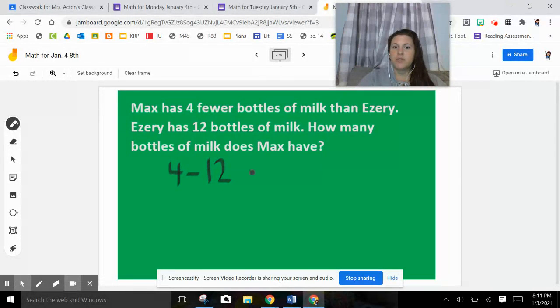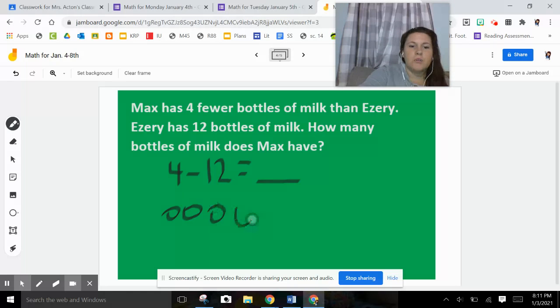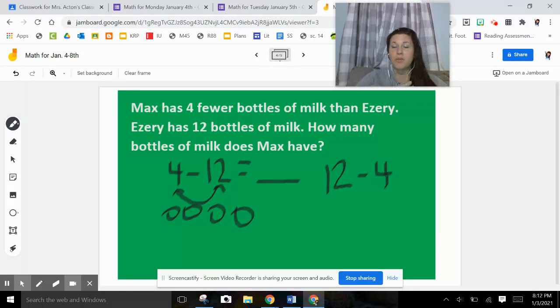How many bottles of milk do we have? So that means we need an answer, which after an equal symbol gives us the answer. Now, the first thing I want you to notice is if I show this equation with the number 4 and I try to take away 12, I only have 4 to take away. So the easiest way to fix that is to switch your numbers. Your equation is going to go from 4 minus 12 to 12 minus 4. So 12 shows you how many bottles Esri has, and Max has 4 fewer. That's going to give you the answer.